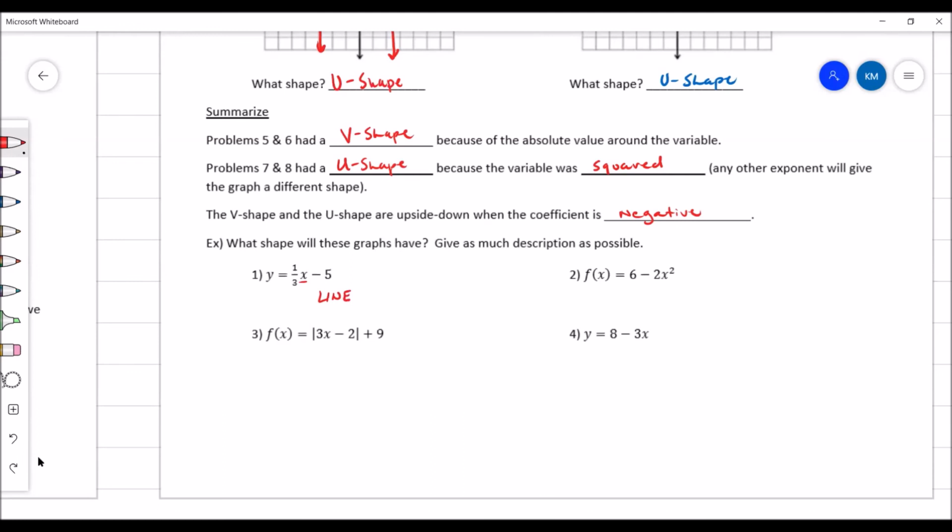Number 2, we have x squared. Okay, so we say this should be U-shaped. Okay, absolute value, this should be V-shaped. This is just x. This should be a line. Okay, actually, and I say U-shaped, but look, there's a negative in front of this. I should say upside down. Just to make sure, upside down U-shaped.